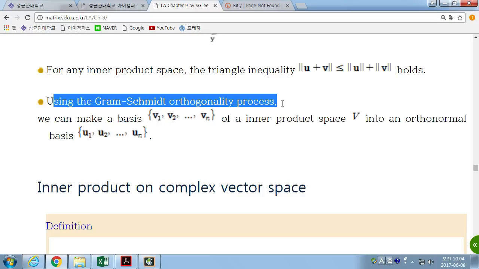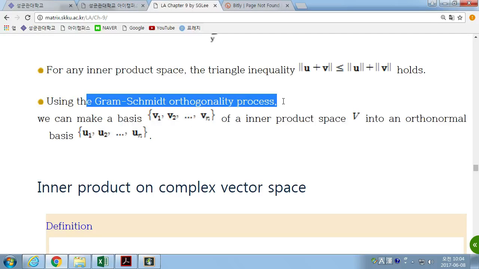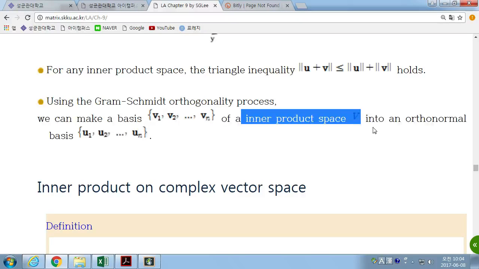Using the Gram-Schmidt orthogonalization process, we can always find orthogonal and orthonormal vectors from given linearly independent vectors by using this inner product. For the same Gram-Schmidt orthonormalization process, we can now use the general inner product instead of the dot product that you have used.